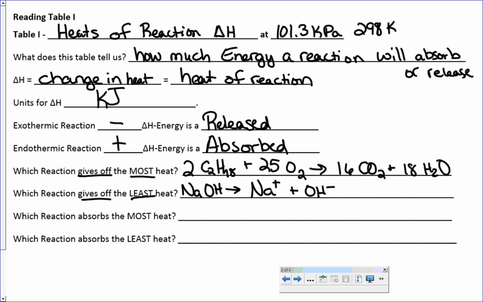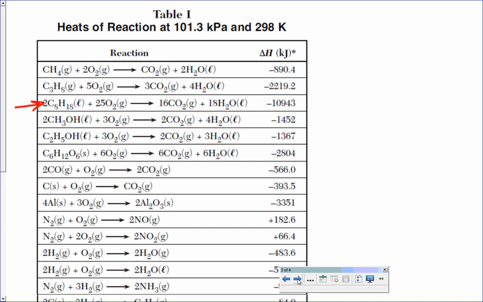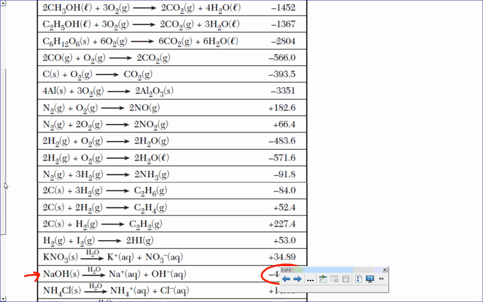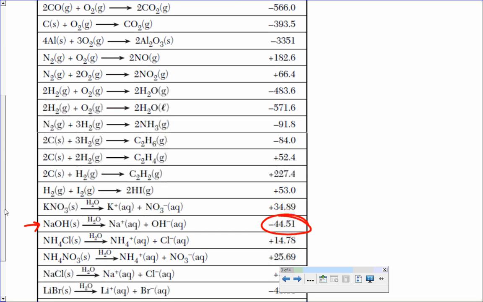To determine which reaction absorbs the most heat, we're still looking for a large number, only this time we want that number to be positive. So we're going to look for our very largest positive number. After a little looking around, you're going to find that your largest positive number is 227.4, the reaction of carbon and hydrogen to form ethene.